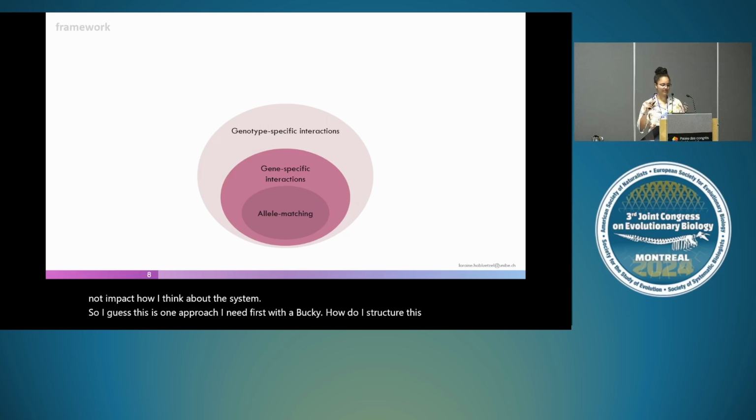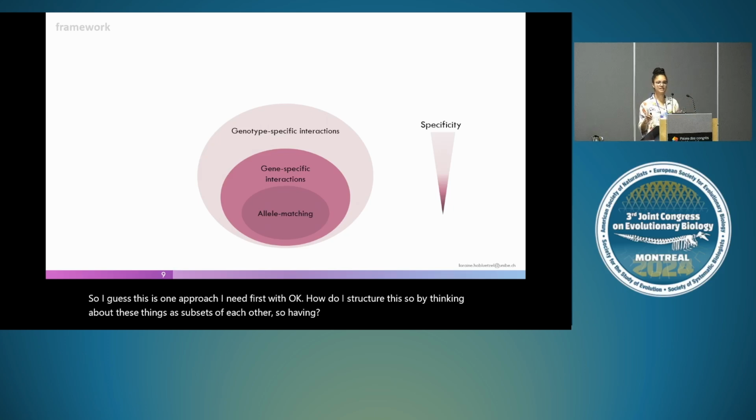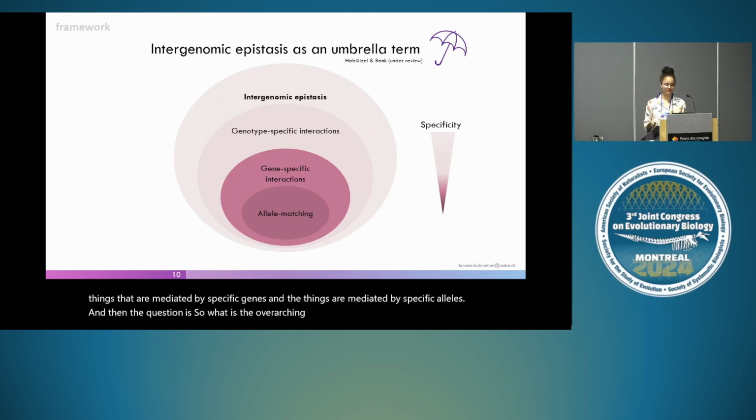So by thinking about these things as subsets of each other, based on their specificity. So having interactions that are based on a genotype level, things that are mediated by specific genes, and then things that are mediated by specific alleles. And then the question is, so what is the overarching thing? Well, we went with the idea of calling it endogenomic epistasis.